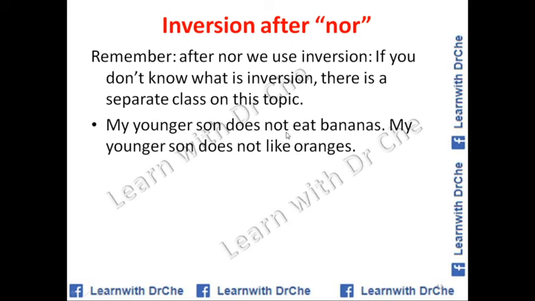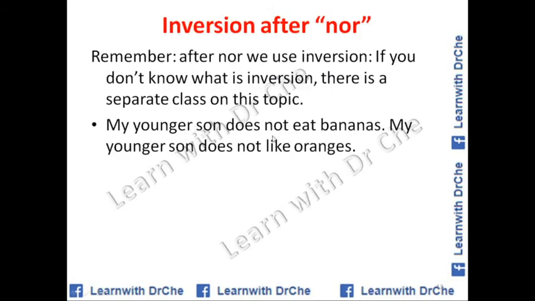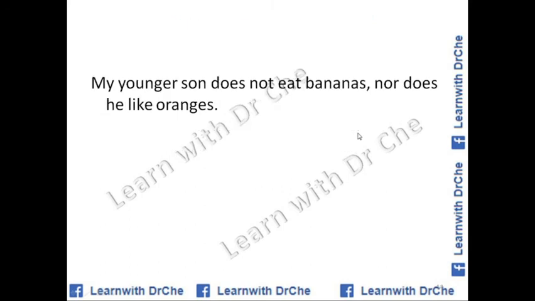So if there are negatives in both sentences, we can join them with nor. My younger son doesn't eat bananas, nor does he like oranges. The first sentence is the same: my younger son doesn't eat bananas. Then in the second clause we used a comma to make a compound sentence, and then the conjunction nor.